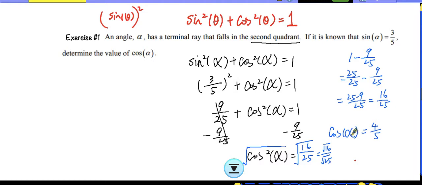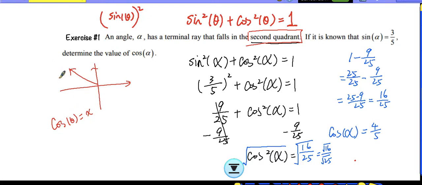If you stop here, I would say be careful. The reason is, remember, I highlighted one piece of information here. The terminal ray of the angle is around here. If it's around here, remember, the definition for cosine, whatever the theta is, in the unit circle, by the way, is x. So for cosine, the second quadrant is negative, and the third quadrant is always negative, because the left side of the axis is negative values.